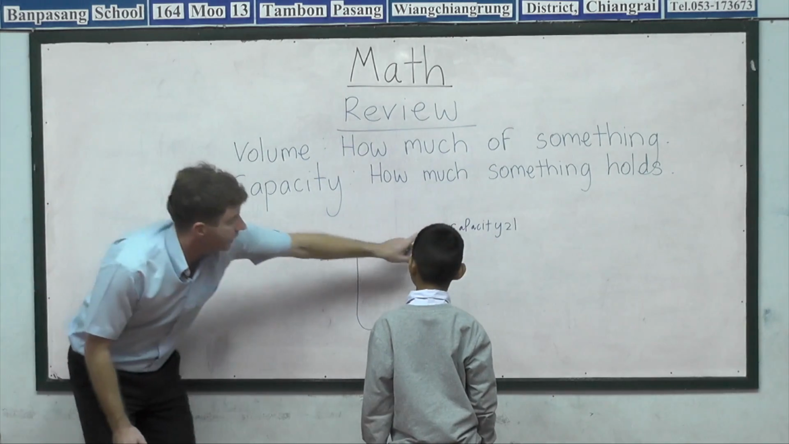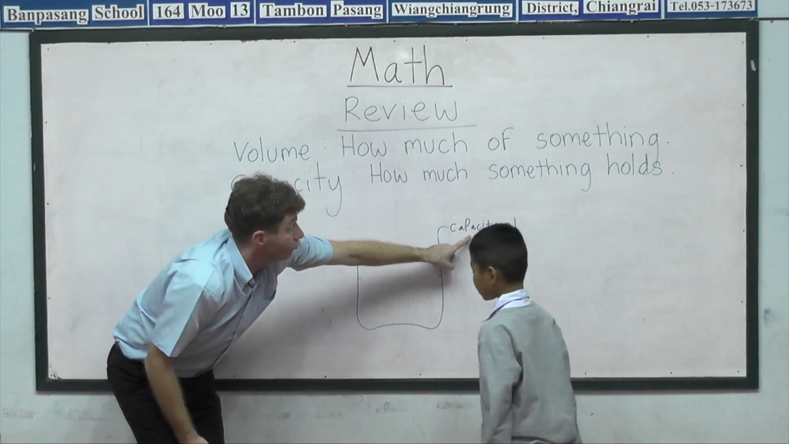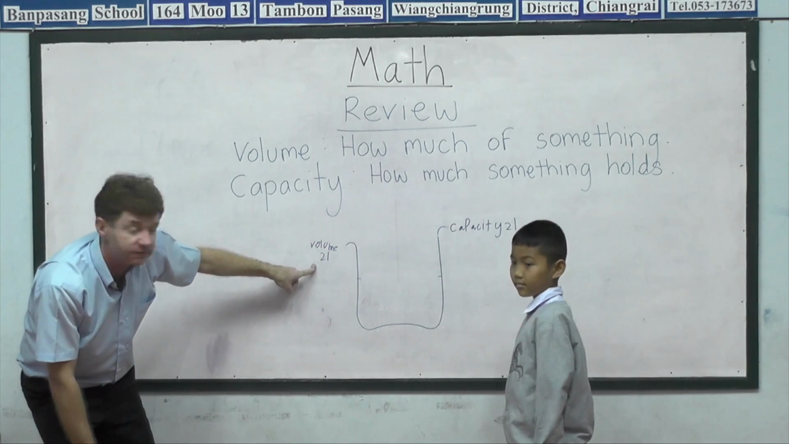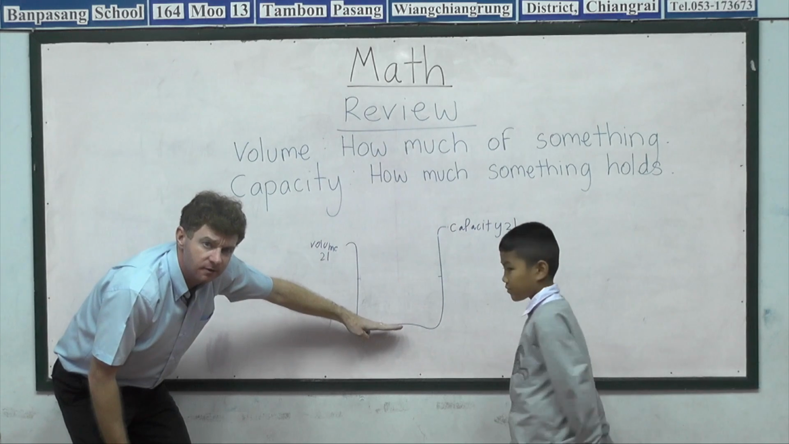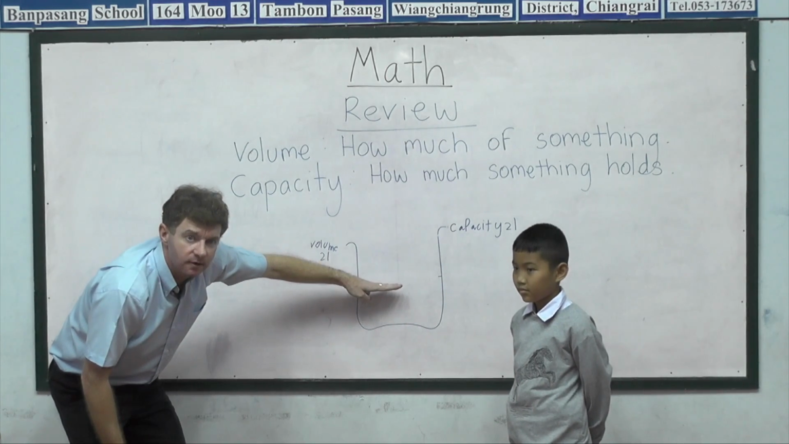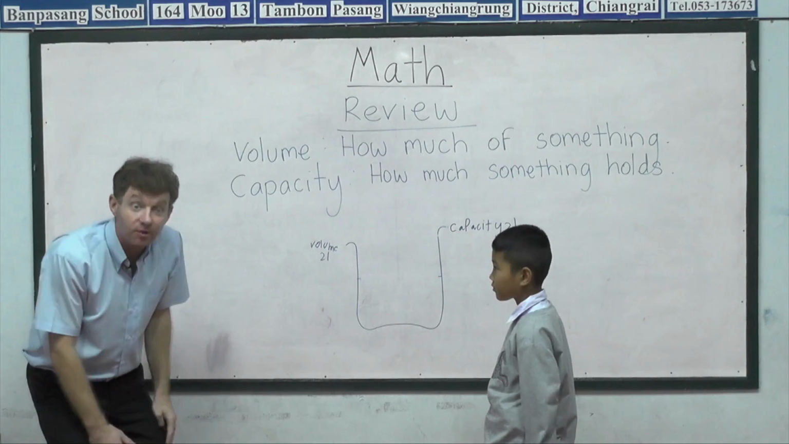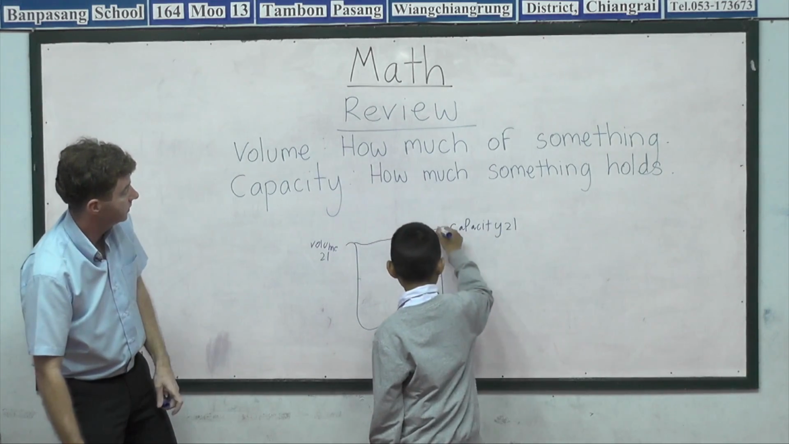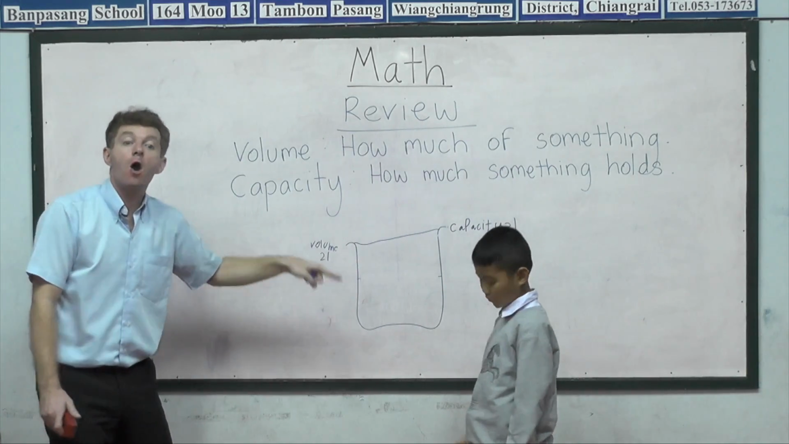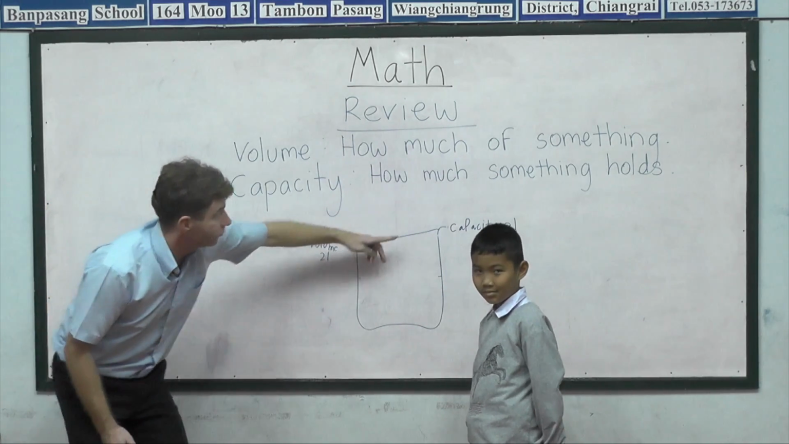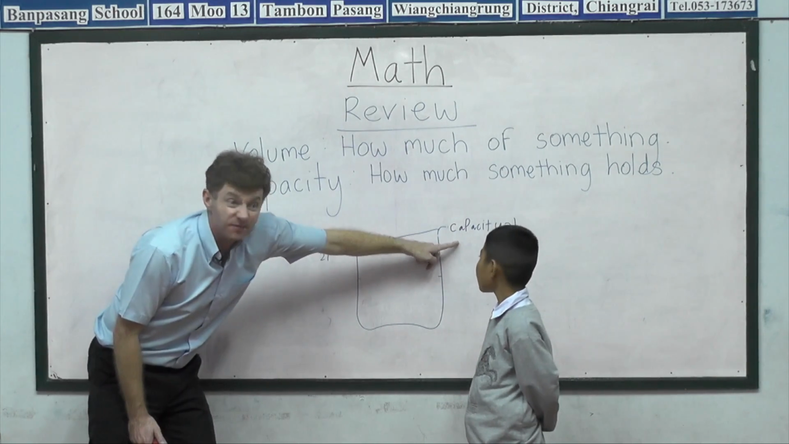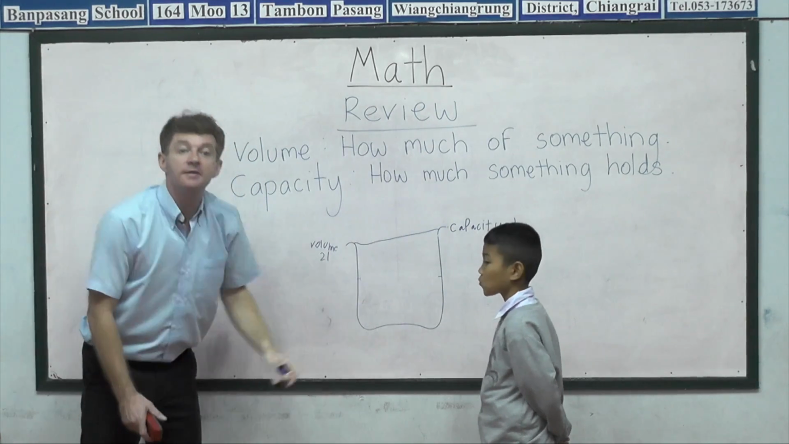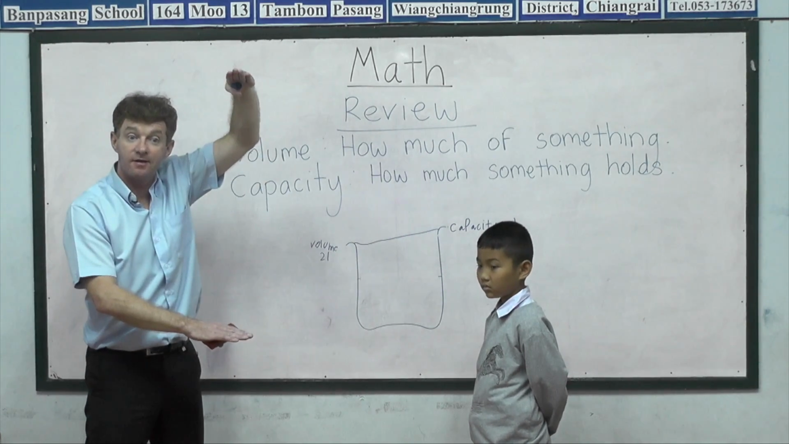Perfect. So if our capacity is 2 litres and our volume is also 2 litres, is our water down here? No. Is our water halfway? No. Where's our water? At the top. So Bang Pon, can you draw our water line? Excellent. So you can see our container is full to capacity. If the volume and the capacity are the same, that means the container is full.